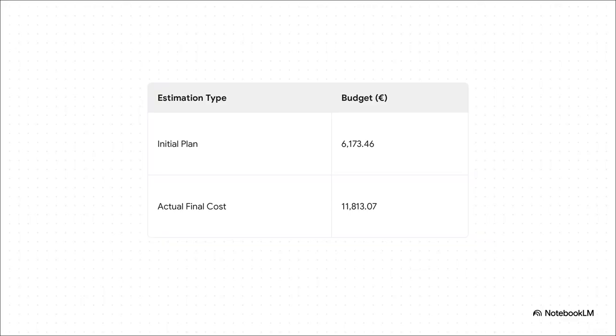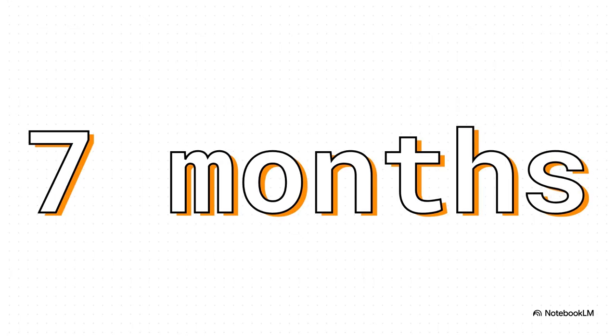Okay, first, the budget. The final cost landed at over 11,800 euros. That's nearly double the initial estimate. That is a massive difference, and it tells you a lot about the hidden costs and surprises that can pop up during development. And what about the timeline?